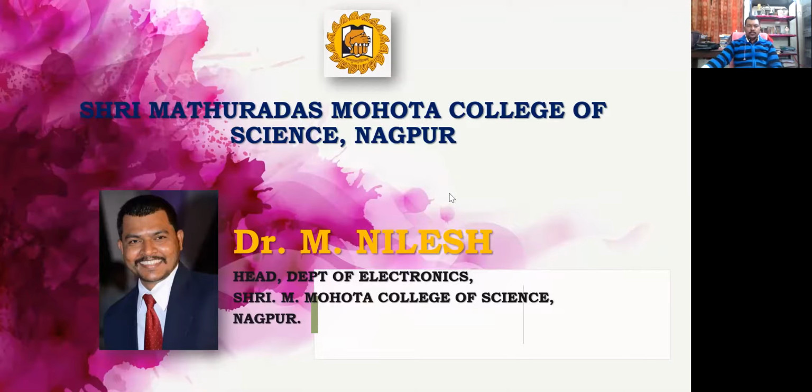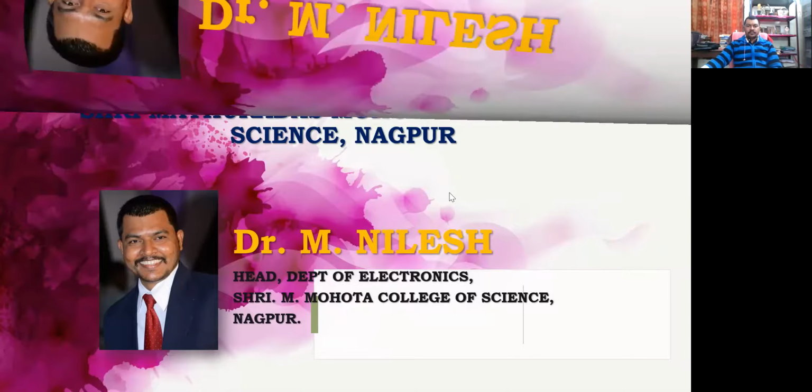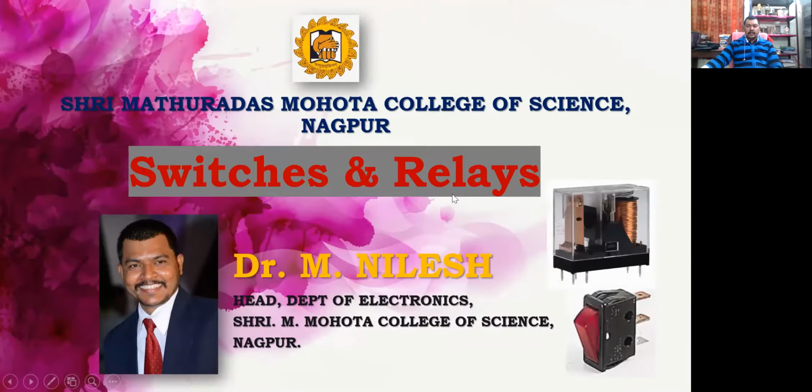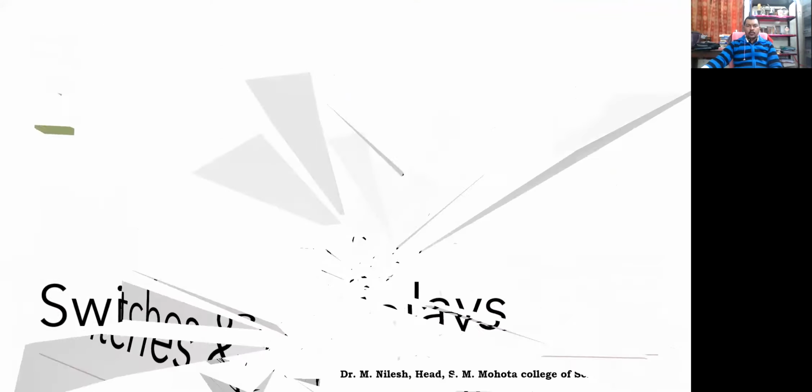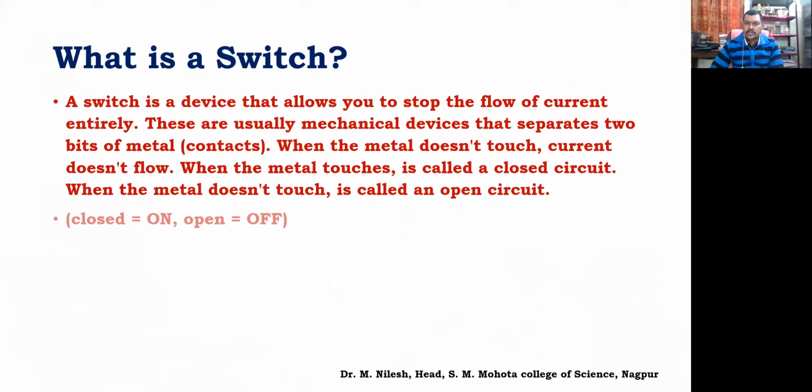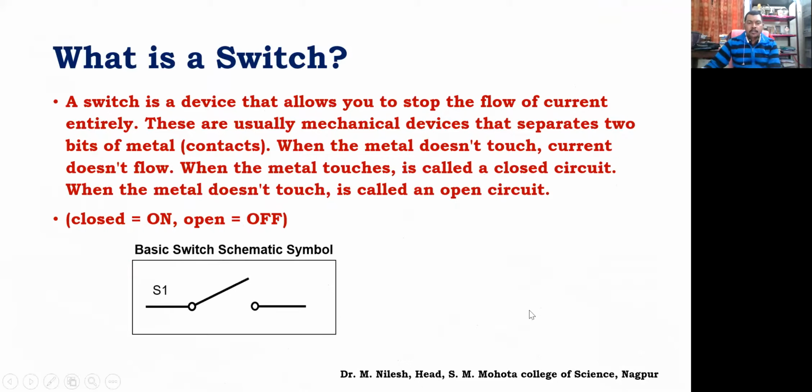So what we are studying today is switches and relays. That is supposed to be the last topic of our unit 1. And in that, what is a switch? A switch is just to turn a circuit on or off, right? That is called a switch. This is the symbol for a general purpose switch that we are using.